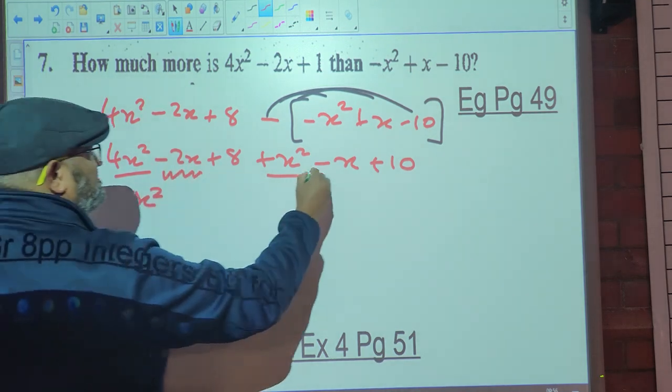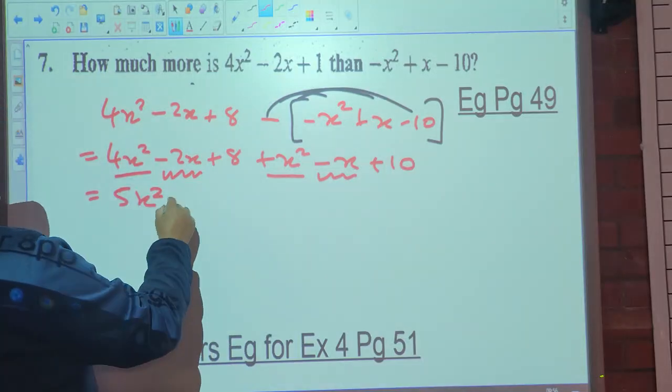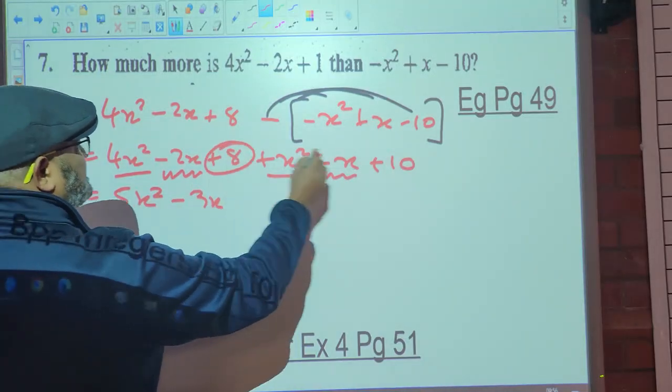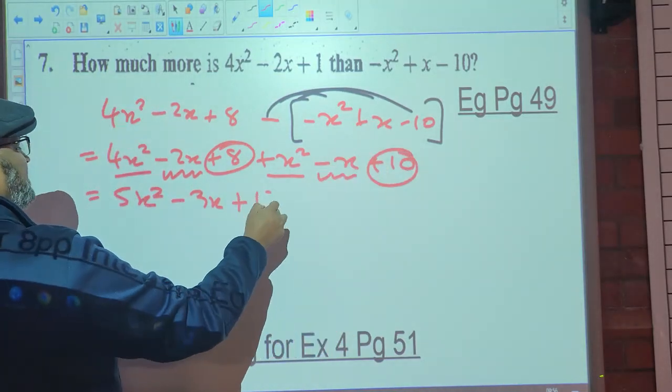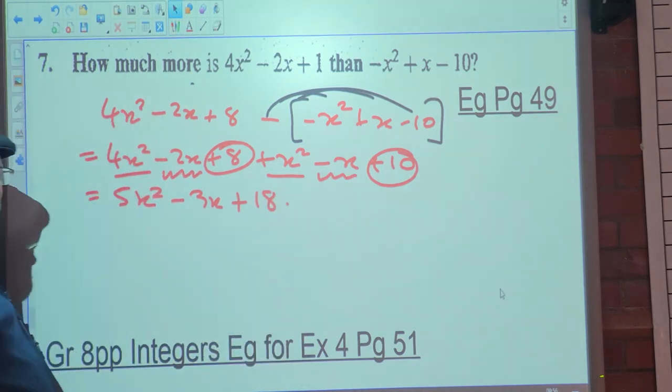What's negative 2x minus 1x? 3x. What's 8 plus 10? 18.